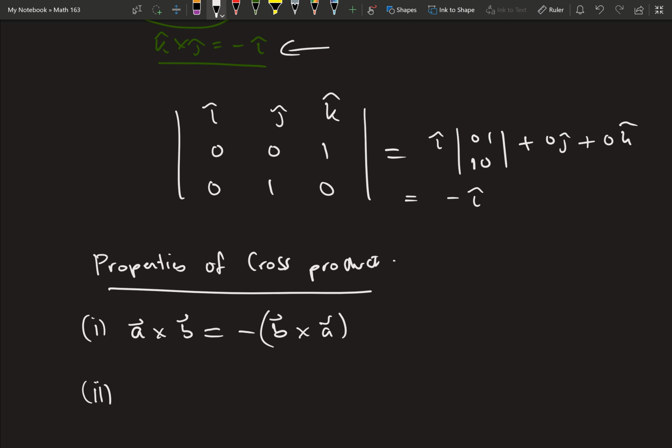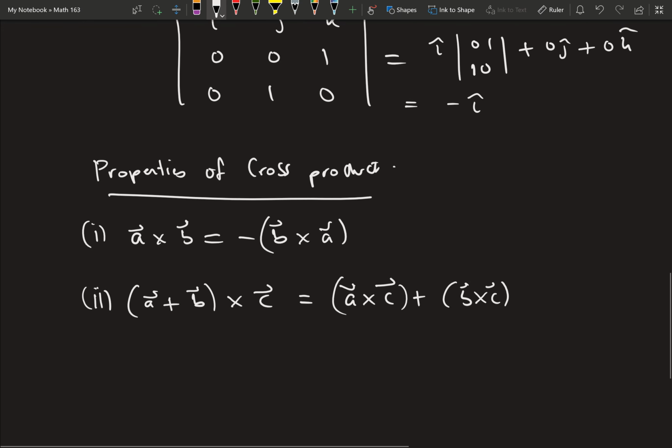Another helpful one is, suppose you have a plus b cross c. There's kind of a distributive property. This becomes a cross c plus b cross c. Okay, so this is a distributive property, and it goes both ways.